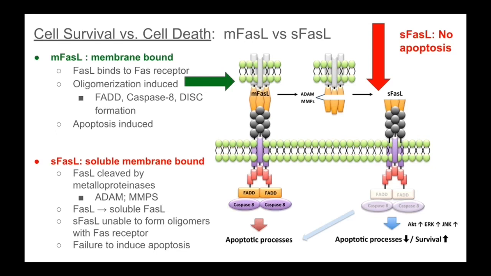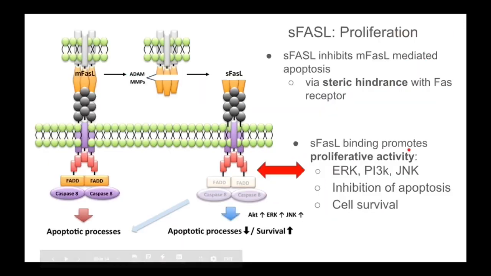So if Fas-L is cleaved by a metalloprotease, it becomes soluble, and this form is known as S-Fas-L, S standing for soluble. In this state, S-Fas-L is unable to trigger receptor oligomerization, and thus there's a failure to induce apoptosis. And when S-Fas-L is created, it is able to induce proliferative signals. Then when S-Fas-L binds to the Fas receptor, it now has the ability to inhibit the M-Fas-L apoptotic pathway.